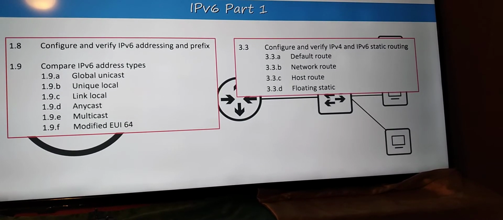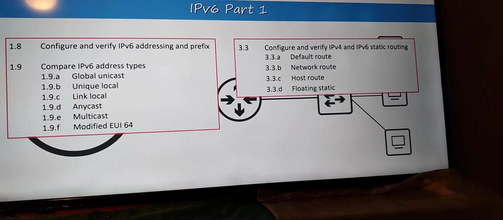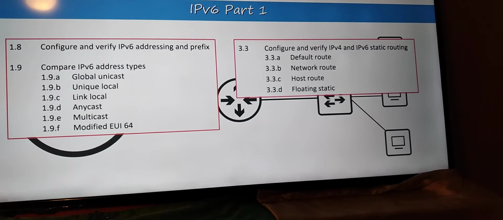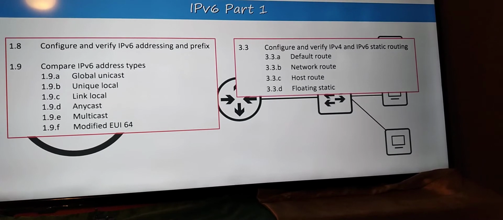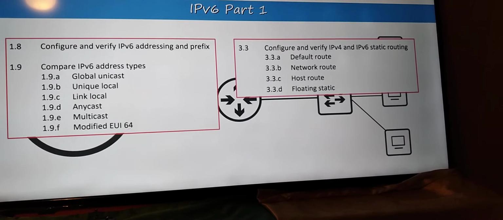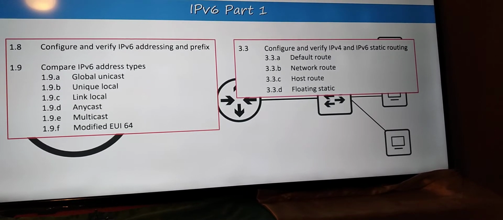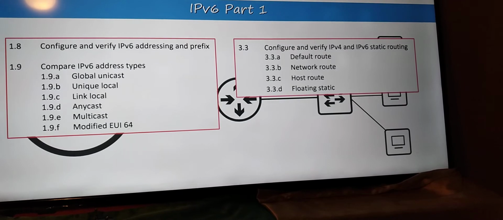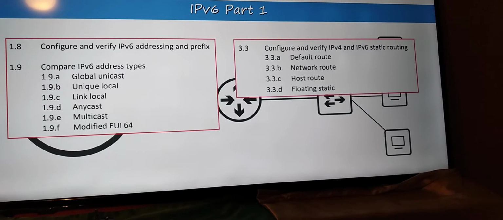1.9a, global unicast. 1.9.b, unique local. 1.9c, link local. 1.9.d, anycast. 1.9.e, multicast. 1.9.f, modified EUI-64. And to your right is 3.3, configure and verify IP version 4 and IP version 6 static routing.